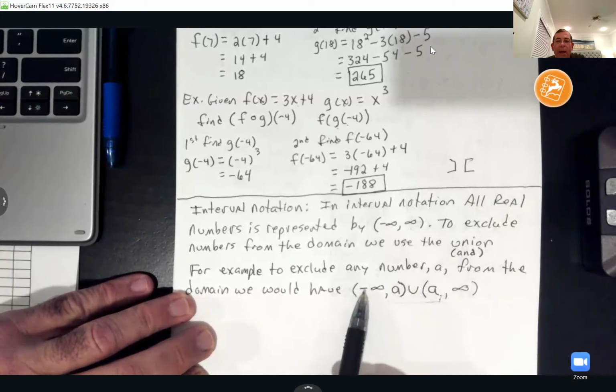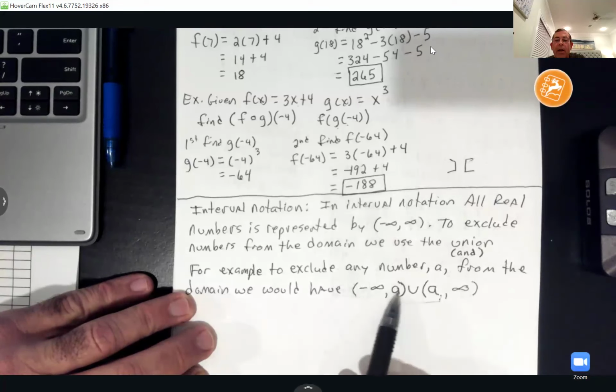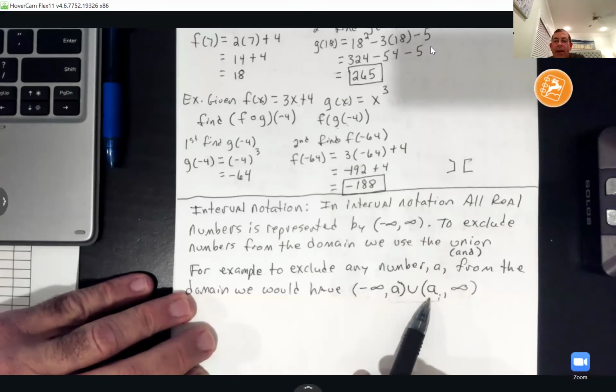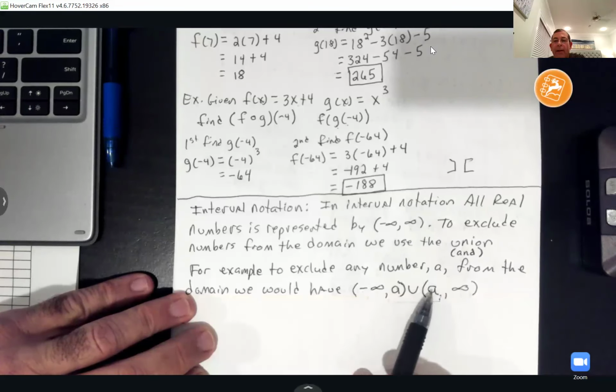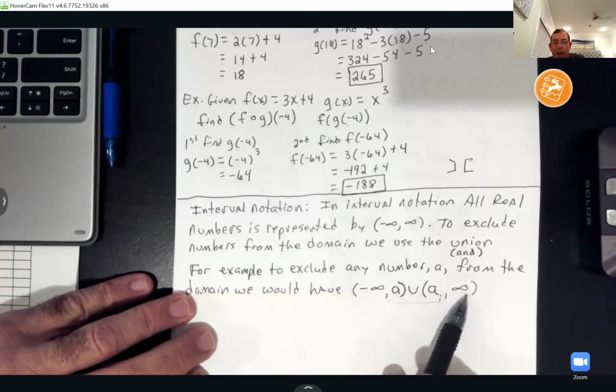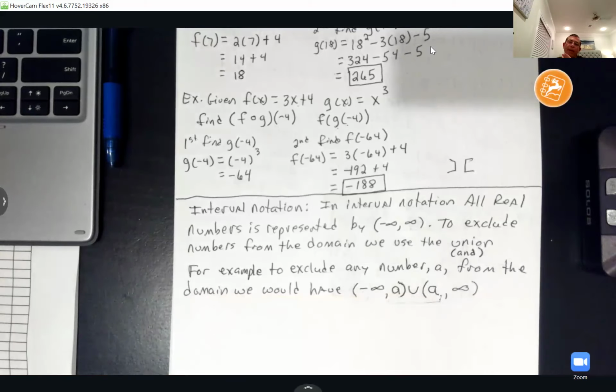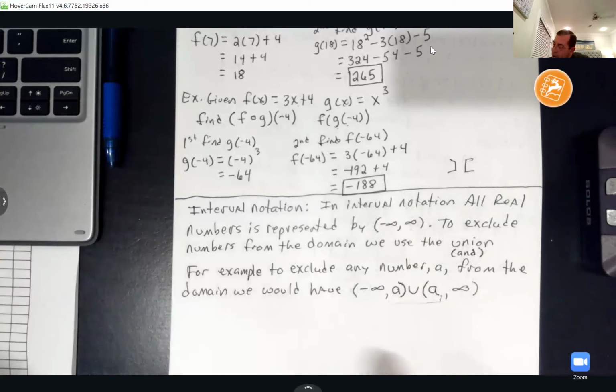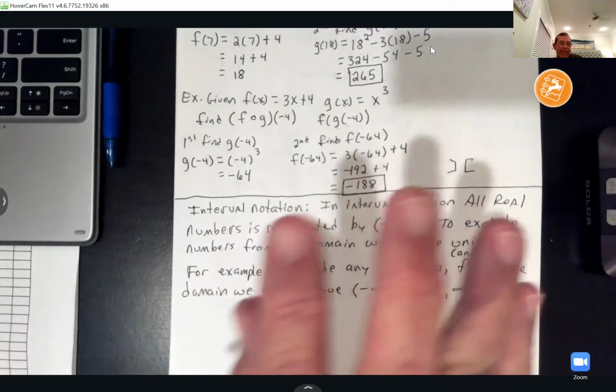So we're saying our domain goes from negative infinity up to a, but it does not include the a. And it goes from the other side of the a, where it don't include the a, and it heads off towards positive infinity. So y'all, that's the lingo we'll use for the domains on these problems that we're about to get, okay? Now, guess what? Later on in life, if I got to exclude two numbers, I would have two unions in it, okay? And we'll see that, like I said, later in life.